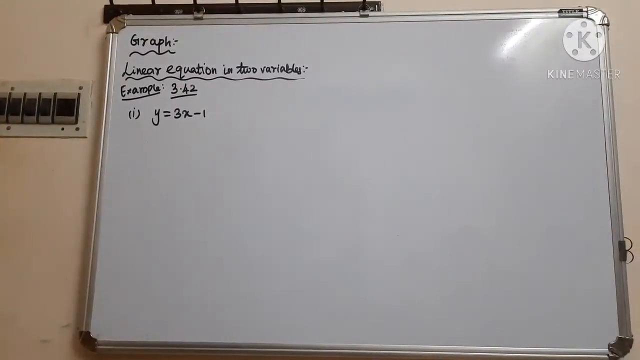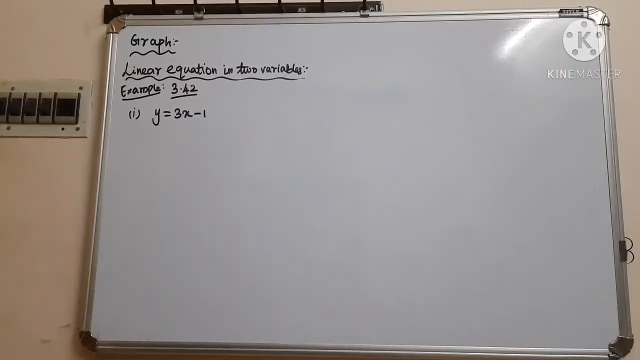Next, we are going to learn linear equations in 2 variables. This is a graph question. We can solve the equations by different methods. First one is the graphical method. Another one is the substitution method. Another one is the elimination method, and the last one is the cross multiply method. These four methods we can use to solve two equations.